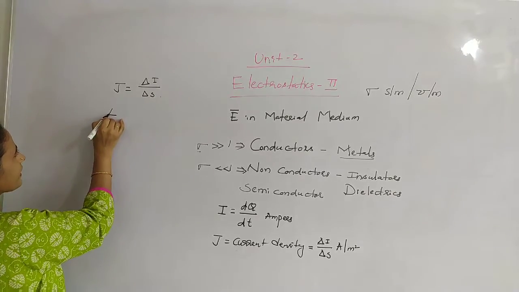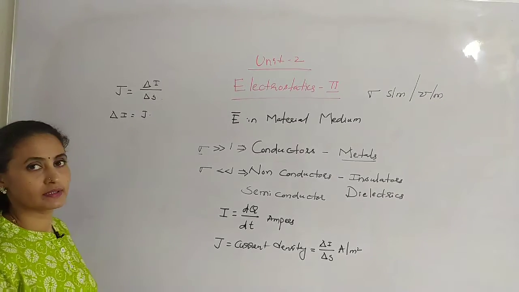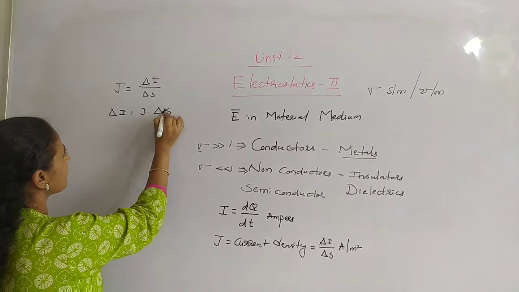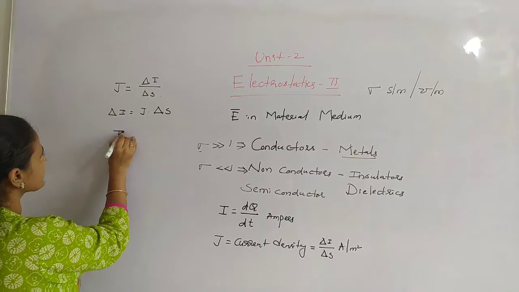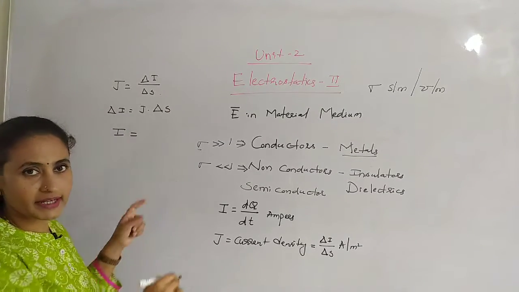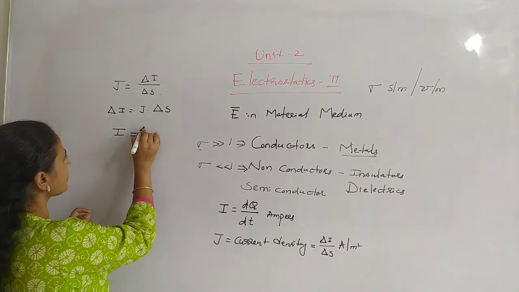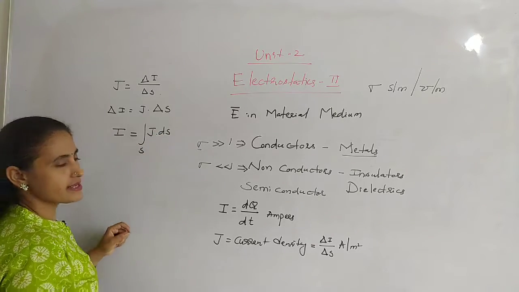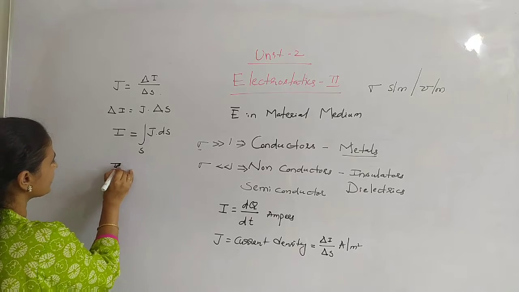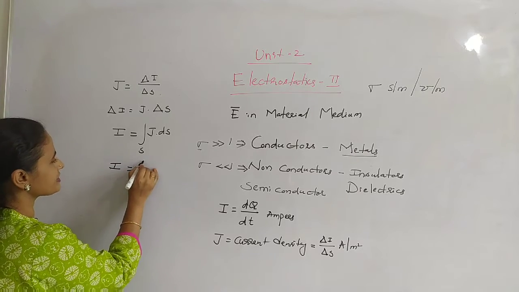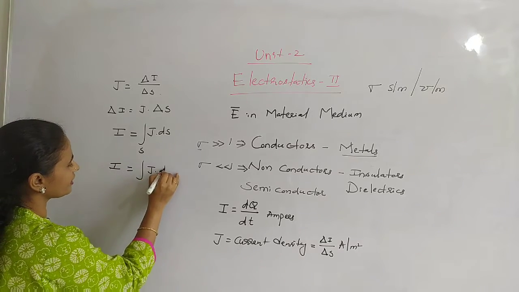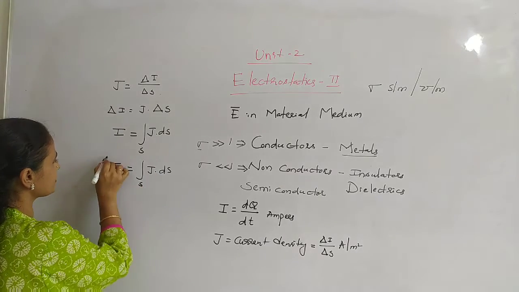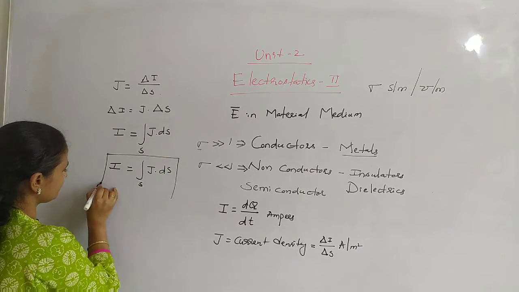From this, delta I is given by J into delta S. Applying the surface integral on both sides, the current I in terms of its current density is the surface integral of J dot ds.